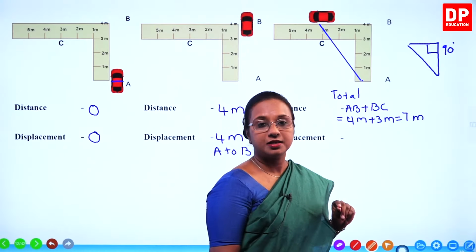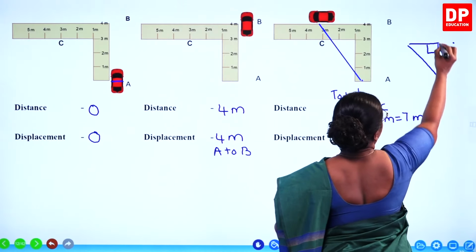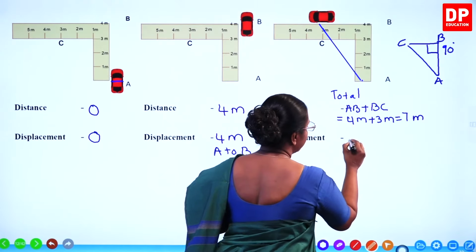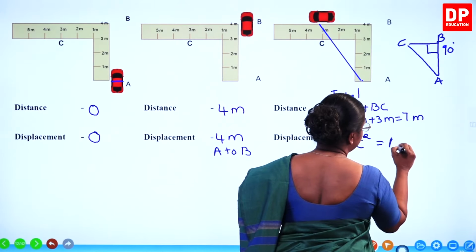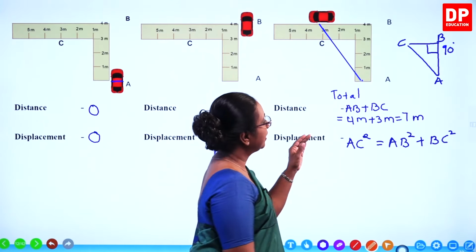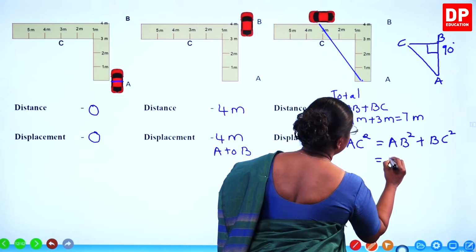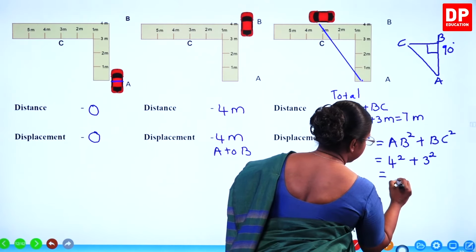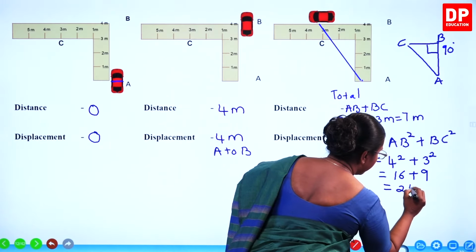Pythagorean theorem or the Pythagoras theorem, which says from here, this is A, B and C. So AC is the hypotenuse, opposite the right angle. So the theorem says AC squared will be equal to AB squared plus BC squared. So we already know the values of AB and BC. So that will be 4 squared plus 3 squared.